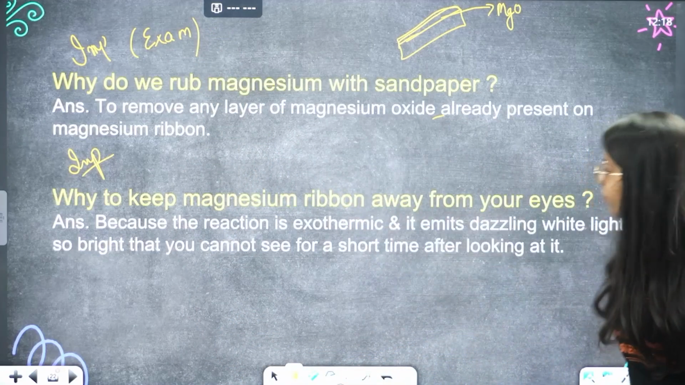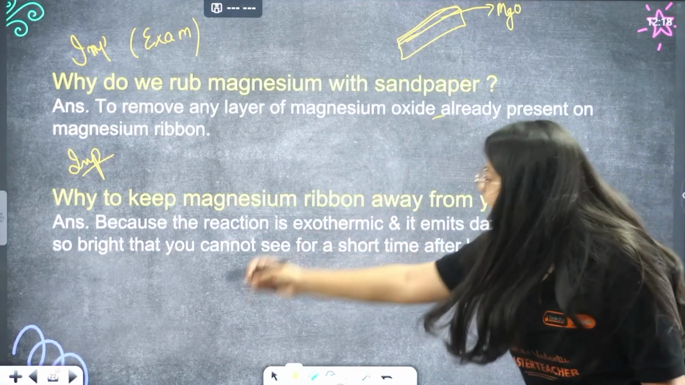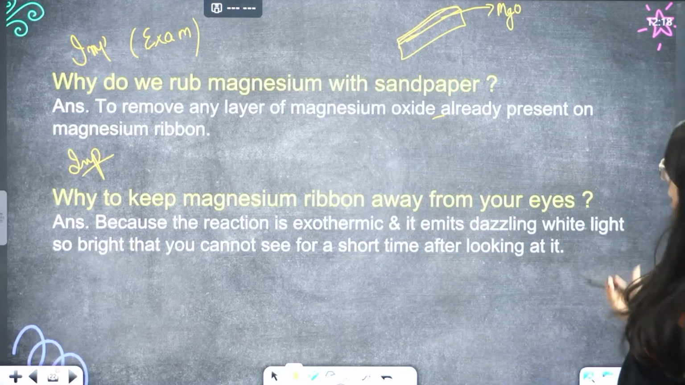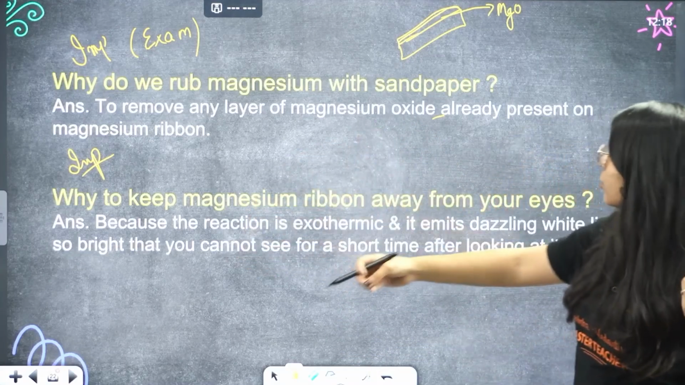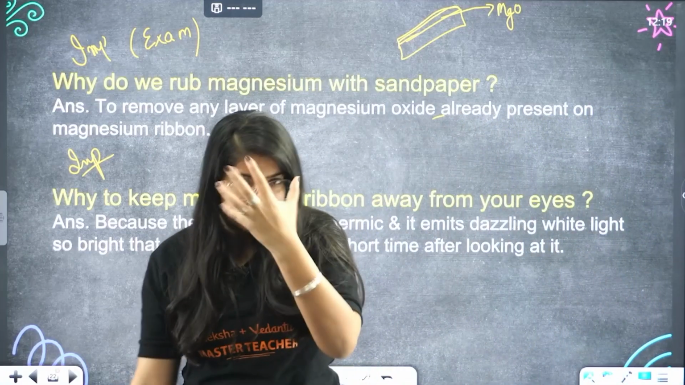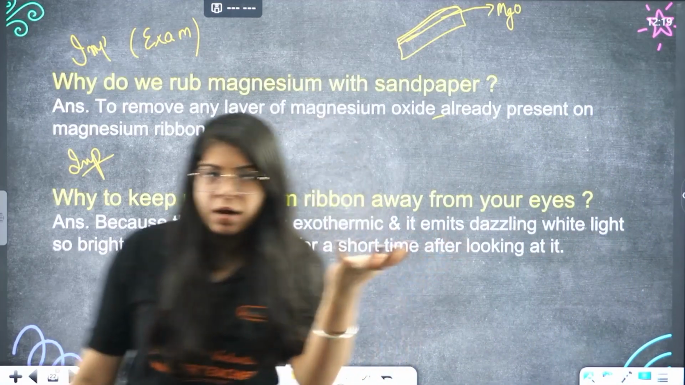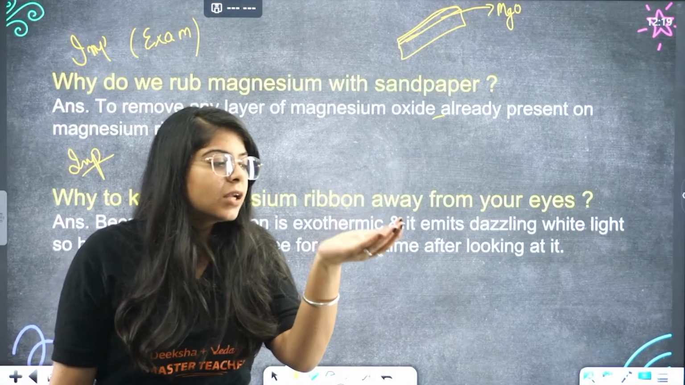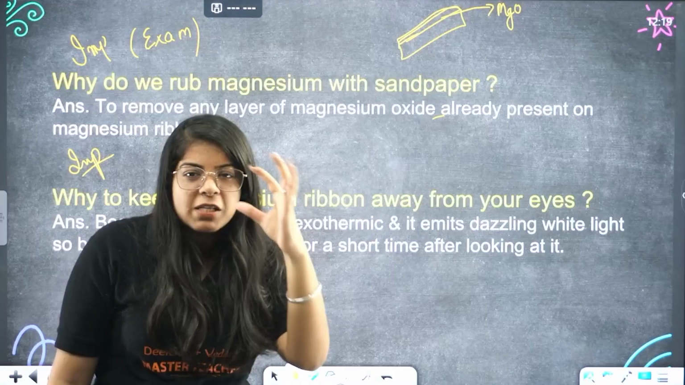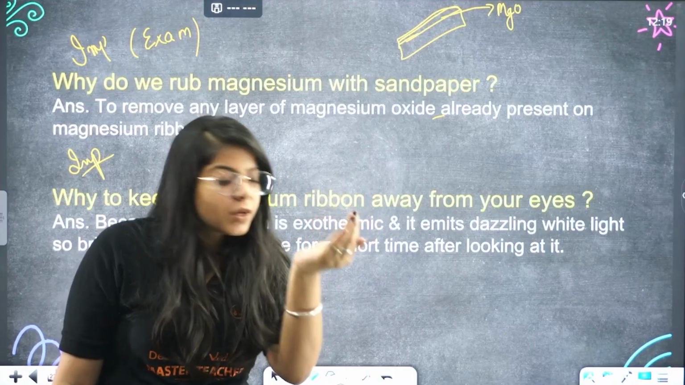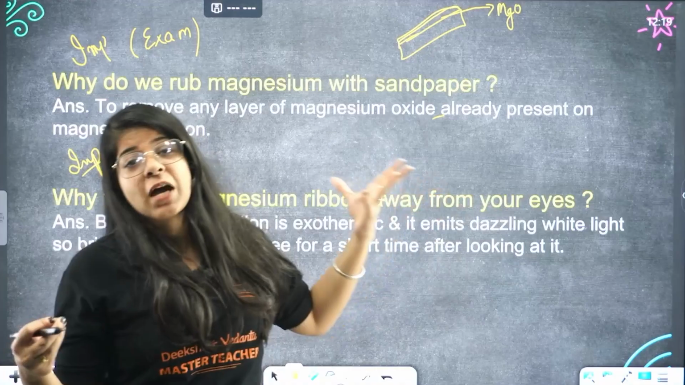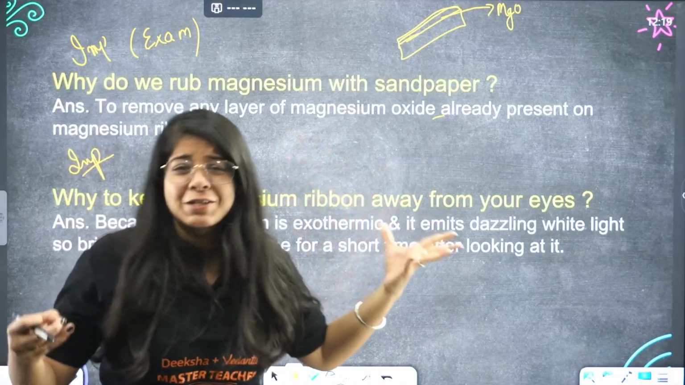Why keep magnesium ribbon away from your eyes? Because the reaction is exothermic and it emits dazzling white light, so bright that you cannot see for a short time after looking at it. So if you have magnesium in a watch glass and you react it with oxygen and look at it like this, maybe you have specs like me and you forgot them at home, and you're looking at it, so bright, the light of magnesium.